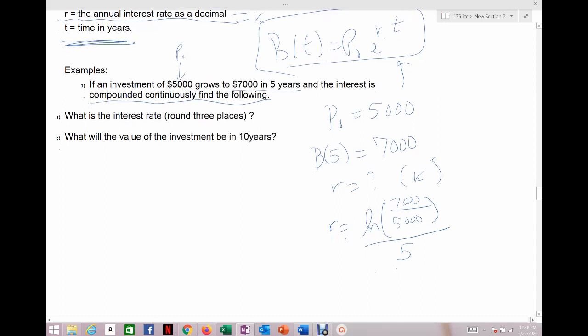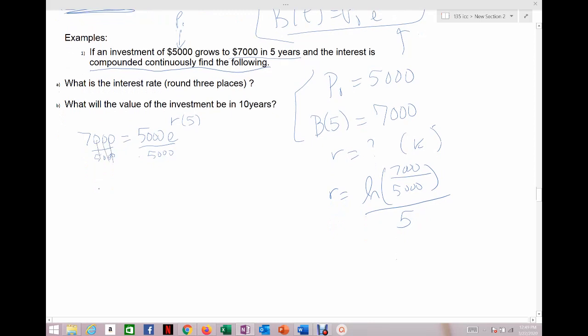Or you could set it up. You could plug these into that equation. I know my future value is going to be 7,000. That's going to equal my present value, 5,000, times e raised to my interest rate times the 5 years it took us to grow to that 7,000, and then solve for R. The first step would be to divide out my 5,000, which I can simplify: my zeros all cancel out and leave me with 7 over 5, equals e raised to my interest rate times time. Take the natural log.